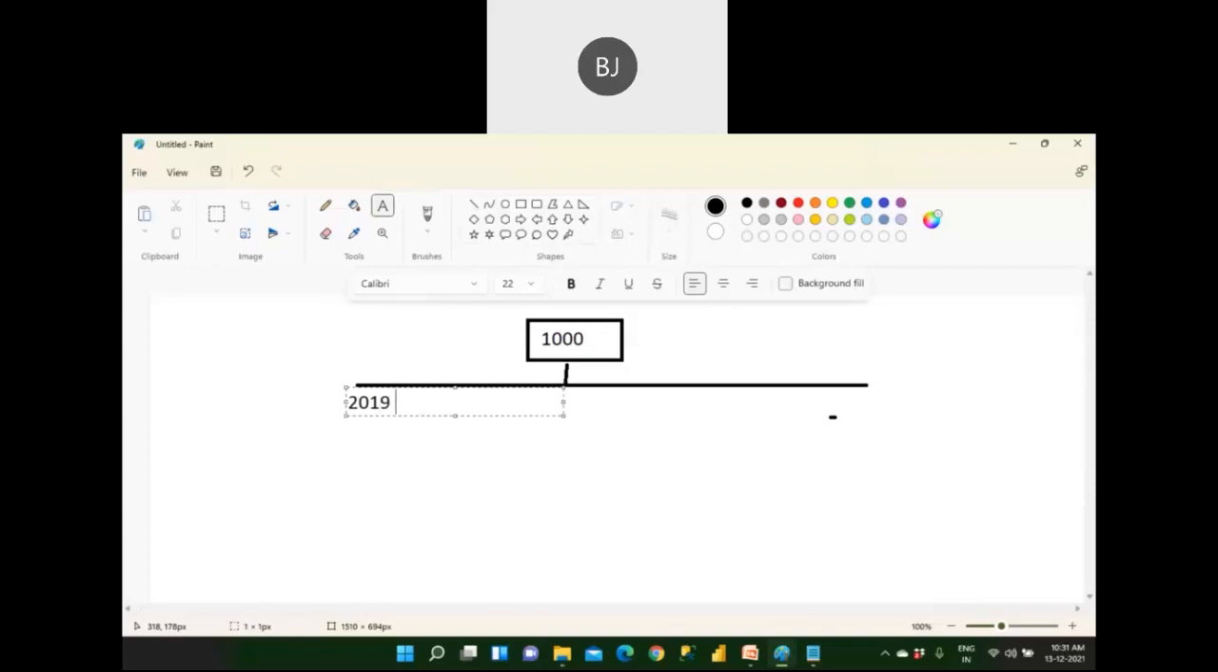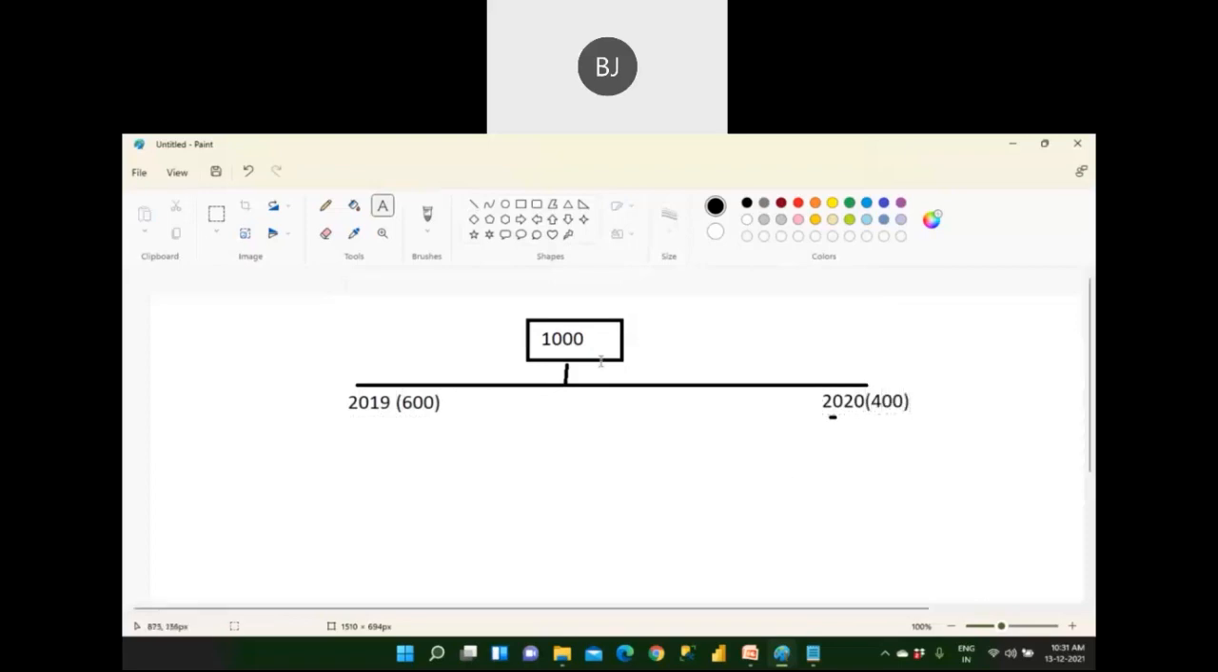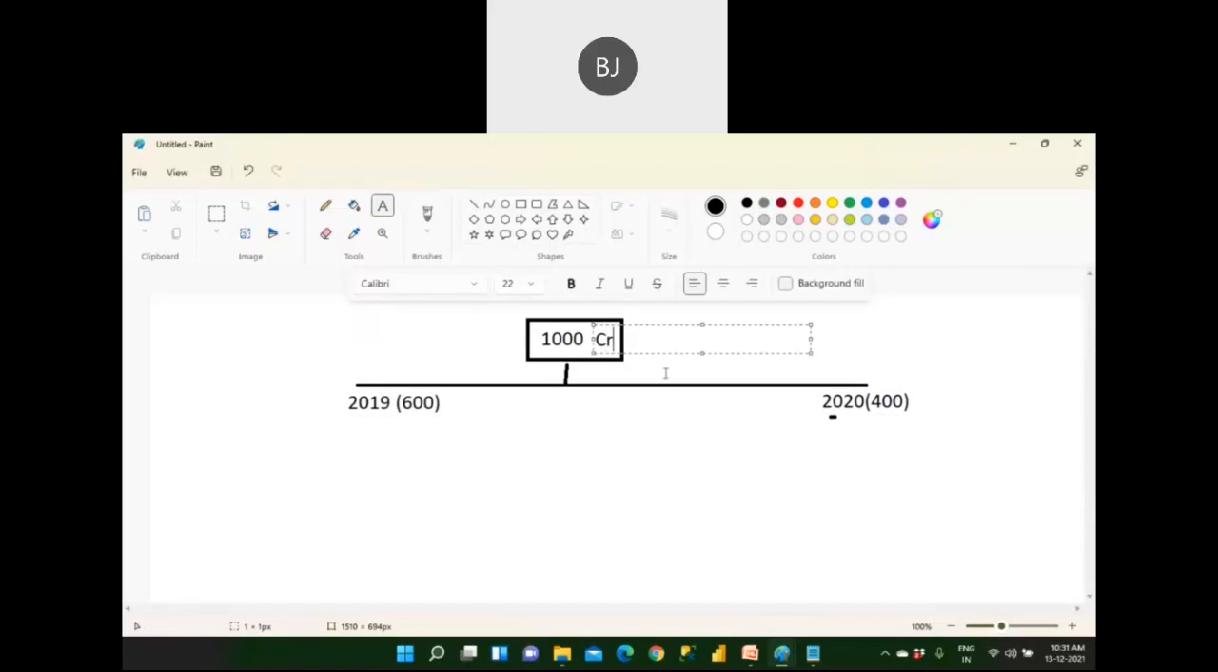I got 600 crore, right? In 2020, I got the remaining 400 crore. In total it is 1,000 crore profit. I got it. So that is the point. So they will be asking.